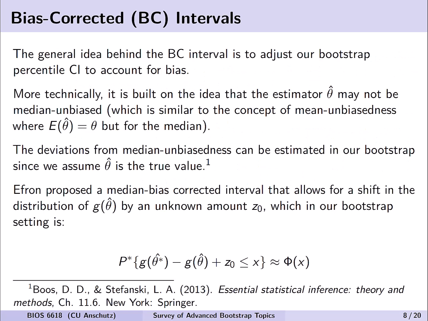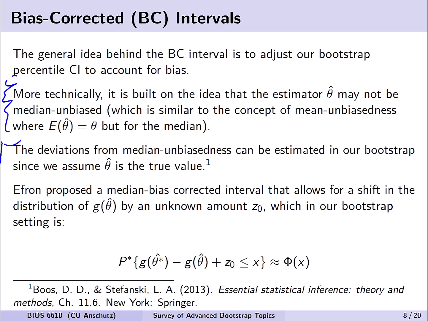The first is known as the bias corrected or BC interval. The general idea behind this BC interval is to adjust our bootstrap percentile confidence interval to account for potential bias. To get slightly more technical, it's built on the idea that an estimator, let's say theta hat, may not be median unbiased. This is very similar to the concept of mean unbiasedness, where we would say that something is unbiased if the expected value of theta hat is equal to theta, but it's applied instead of to the mean to the median.